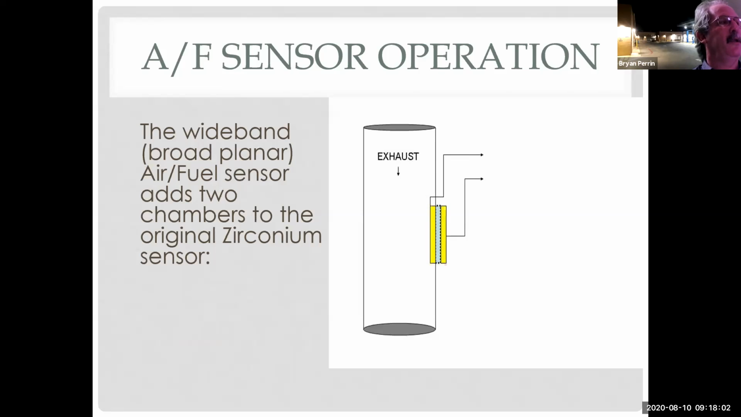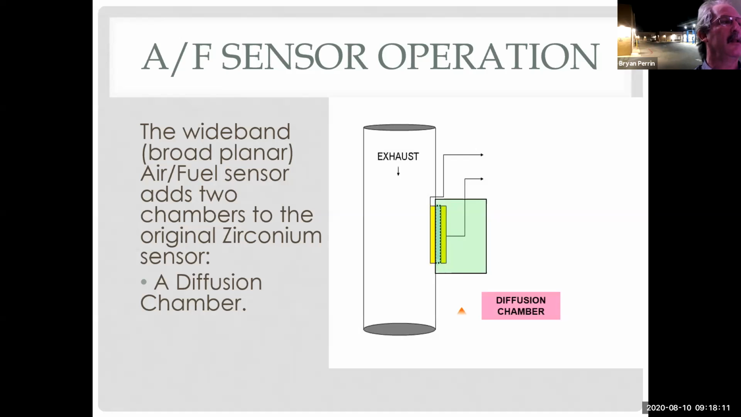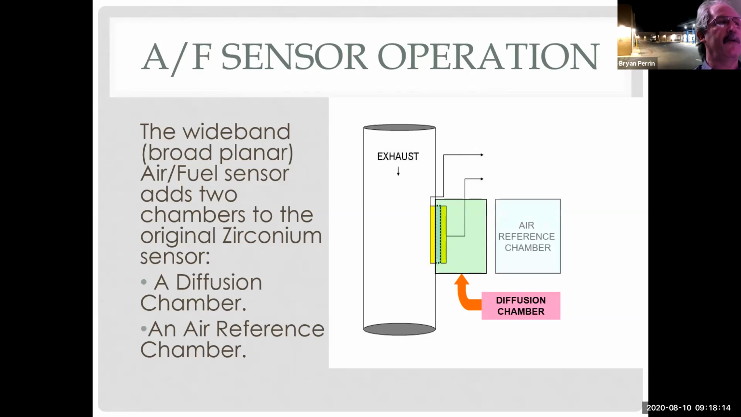So the wideband air-fuel ratio sensor adds 2 chambers to the original zirconium sensor. We're going to add a diffusion chamber. And then we're going to add an air reference chamber, which is open to atmosphere. So what we've done is we've taken the outside air, and I've now given this sealed chamber, this diffusion chamber, that we're going to measure the difference between what's in the diffusion chamber and what's in the exhaust. So that relative difference is what generates the voltage. So we're still generating voltage the same way, but we're not using that voltage to control how the car runs.